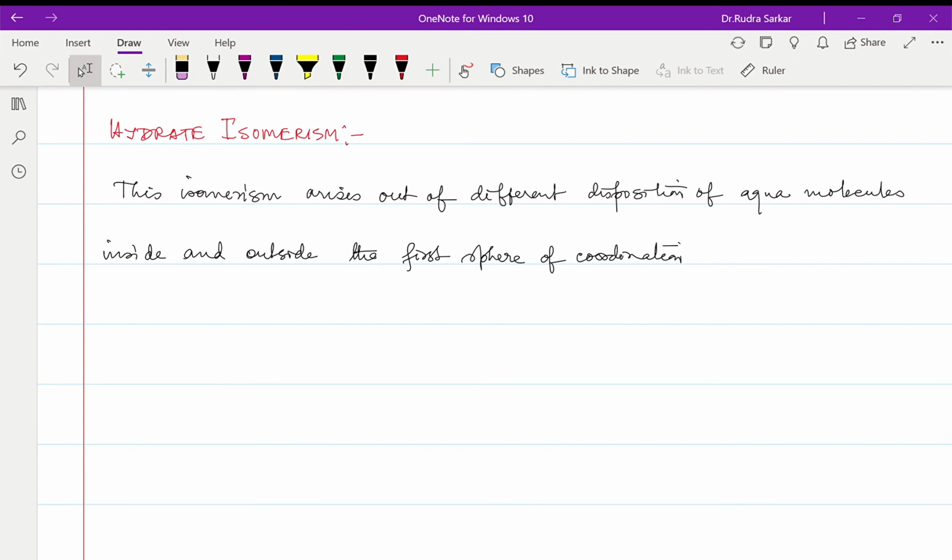So out here, suppose we take this complex, for example, Cr(H2O)6, this one.